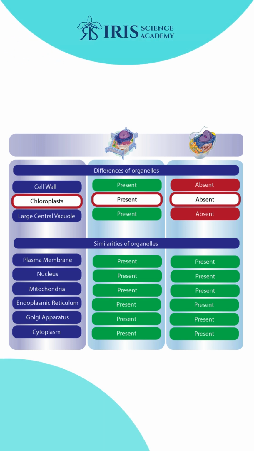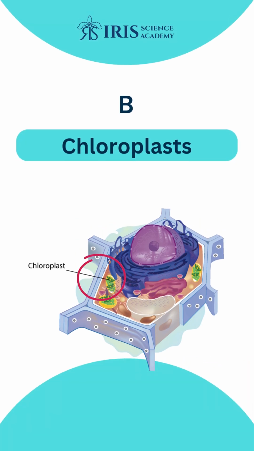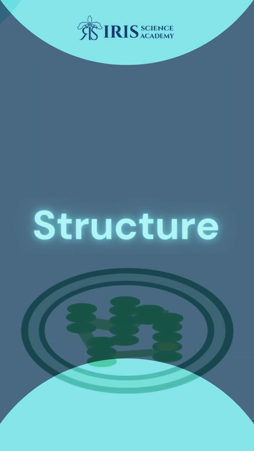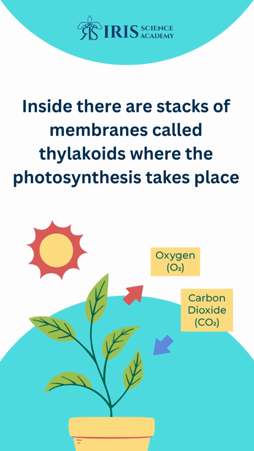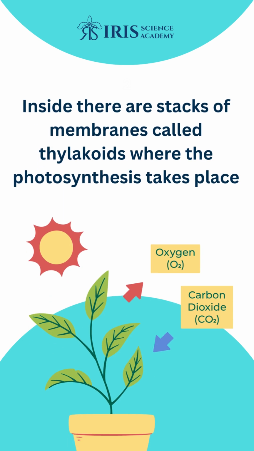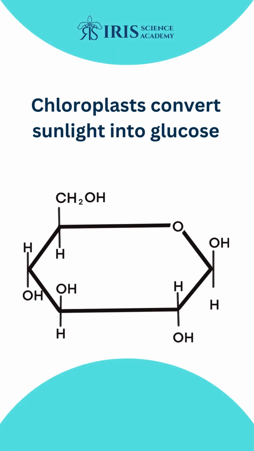B. Chloroplasts. Next we have chloroplasts. These are the green powerhouses of the plant cell. Structure. Chloroplasts contain chlorophyll, the pigment that makes plants green. Inside, there are stacks of membranes called thylakoids, where the magic of photosynthesis happens. Function. Chloroplasts convert sunlight into glucose, plant food, through photosynthesis. They also release oxygen as a byproduct, which we breathe in.